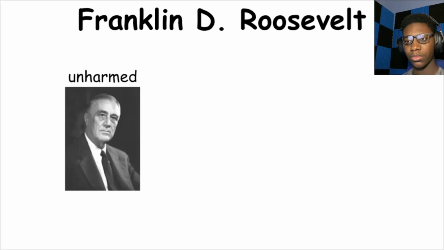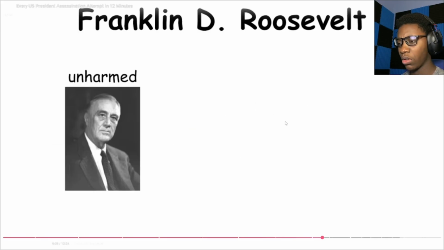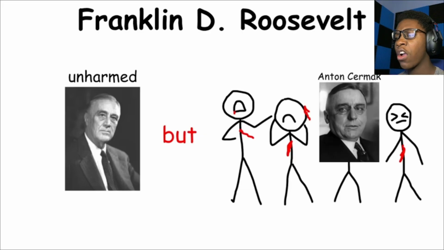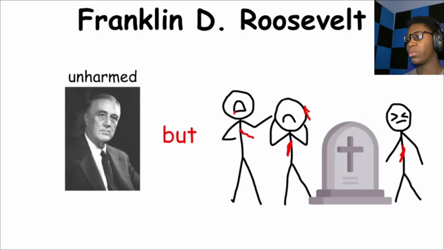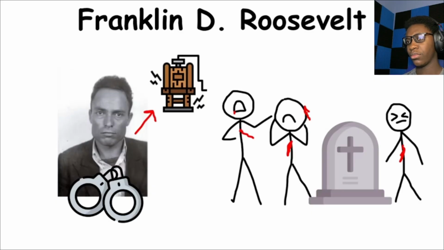Although Zangara missed Roosevelt, he struck several others, wounding 4 people, including Chicago Mayor Anton Cermak. Cermak later died from his injuries. Zangara was quickly apprehended and later executed in the electric chair.